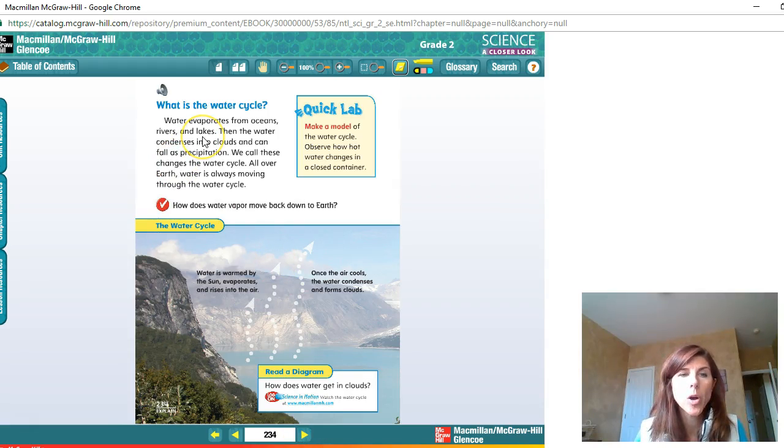Water evaporates from oceans, rivers, and lakes, and water condenses into clouds and can fall as precipitation. We call these changes the water cycle. All over Earth, water is always moving through the water cycle. So here's a good picture. Water is warmed by the sun and it evaporates and rises into the air. Once the air cools, the water condenses and forms clouds.